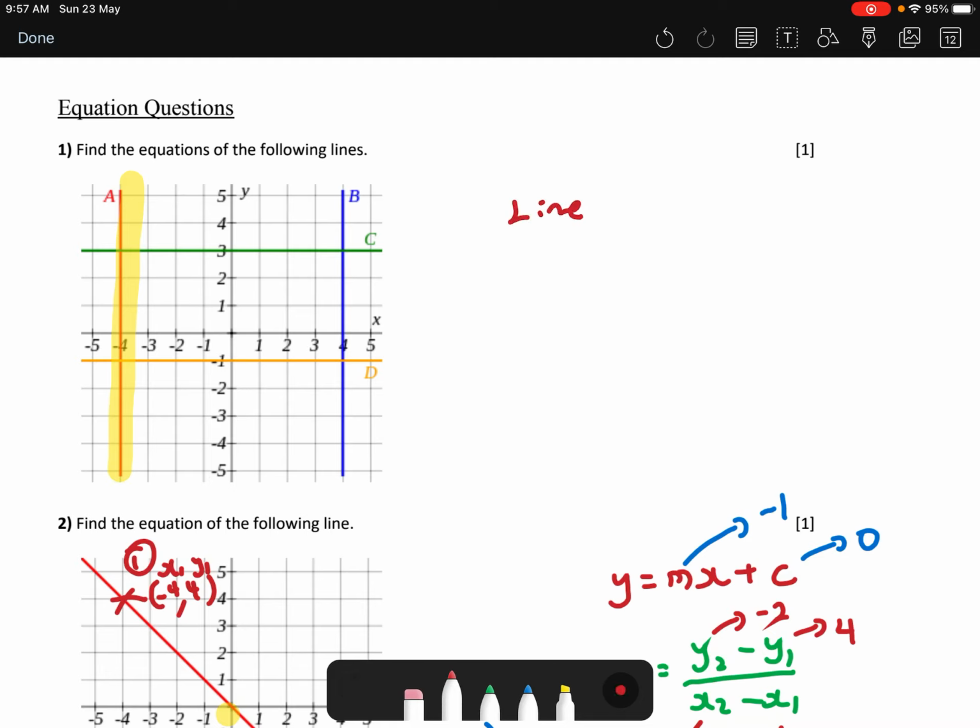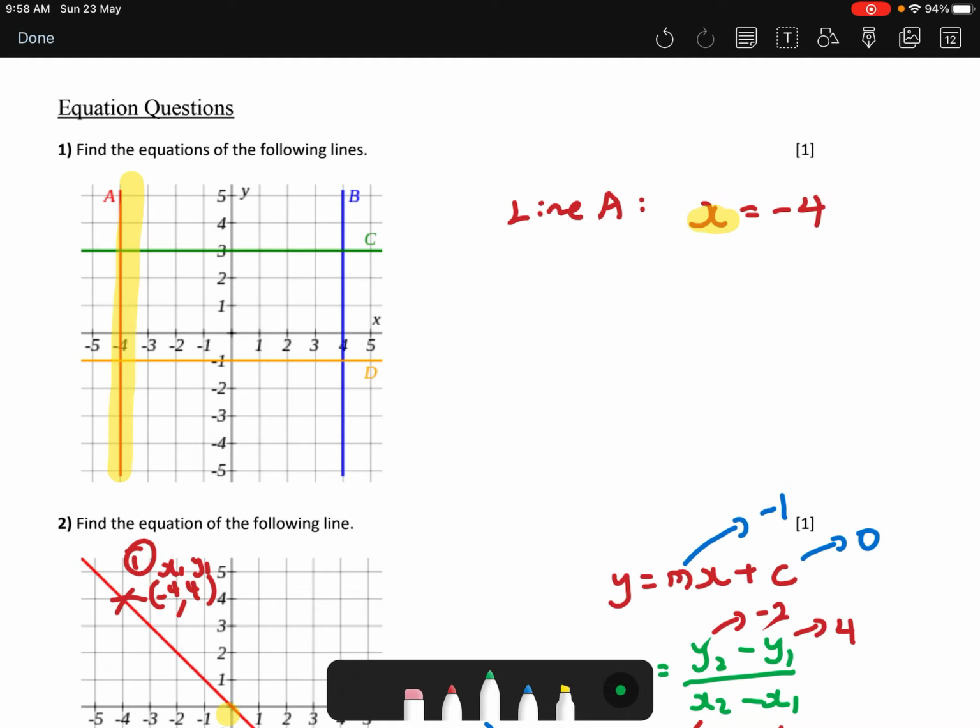You look at line A. You look at where it cuts the x-axis. You notice that it cuts the x-axis only, and never cuts the y-axis. So since it cuts the x-axis only, we write x equal to -4. So this is the equation of a vertical line. For a vertical line, it is always x equal to something, because a vertical line only cuts the x-axis, never the y-axis.